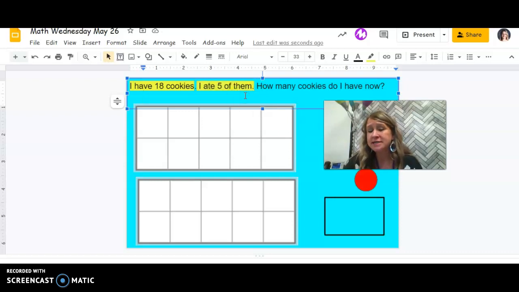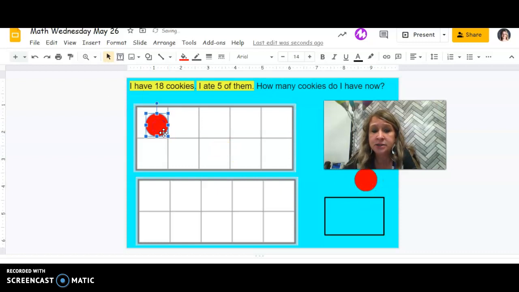Now the next part is the question. What is the problem asking you? How many cookies do I have now? So how many are left? If I had 18 and I ate 5 of them, how many are still there? Let's use the counters to find this answer. So if I had 18, I'm going to need to put in 18 counters.